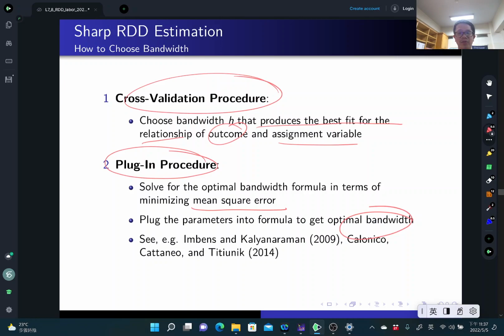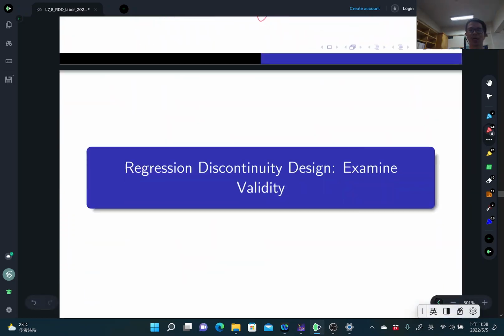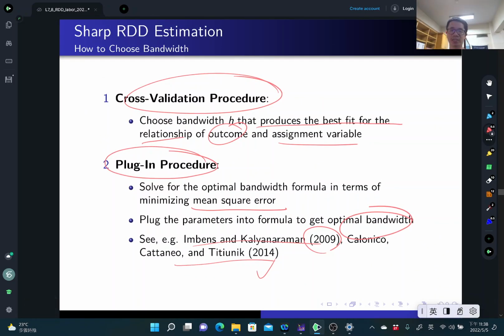There are several papers you can read, these two papers. One is from the Review of Economic Studies, and this is the conventional paper. You can look at it, and you can use the optimal bandwidth to justify your result. Maybe you use 0.9 years as the optimal bandwidth, and you use that as your main result. But you also need to show that your estimate is quite stable and not very sensitive to the bandwidth choice. So that's the RD design, and how to estimate the discontinuity at the cutoff.